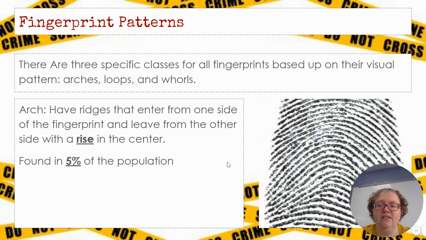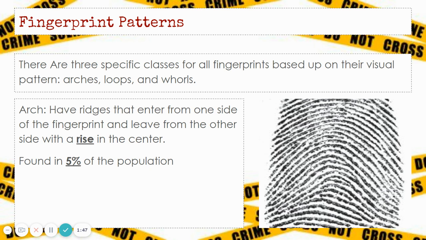There's specific classes for all fingerprints based on their visual pattern. So we can always classify a fingerprint as either an arch, a loop, or a whorl. Arches have ridges that enter from one side and leave from the other side with a rise in the center. So for example, this one right here enters the left side, rises in the center, and then exits the right side, right? So enter, exit with a rise in the middle.